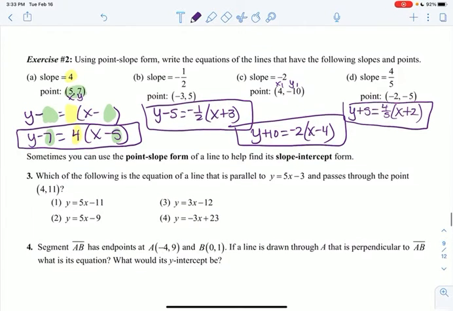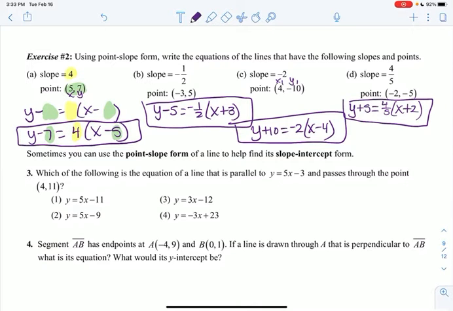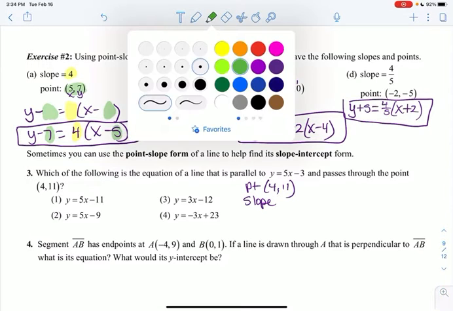Number 3, which of the following is the equation of a line that's parallel to y equals 5x minus 3 and passes through the point (4, 11)? So we need two things to write an equation of a line. I need a point and I need a slope. Well, I have the point. My point is (4, 11). The other thing I need is a slope. I actually have the slope. Well, I have information about the slope.